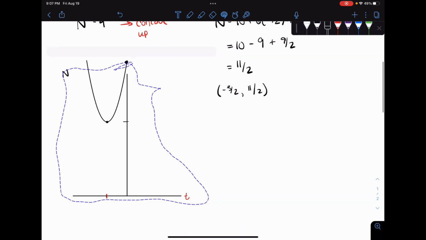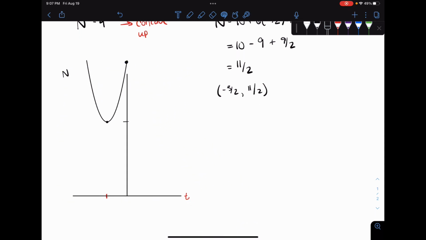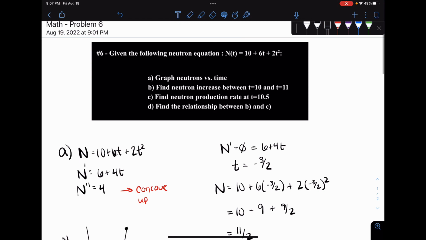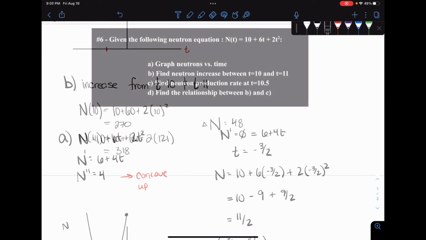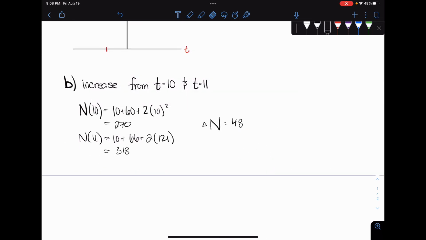I drew that in for you already. This is what it's going to look like. That's all you have to do. Part B is asking us to find the neutron increase between t equals 10 and t equals 11. You do simply just plug in 10 and 11 into the original equation, and you subtract the 2, and that gives you a net n.